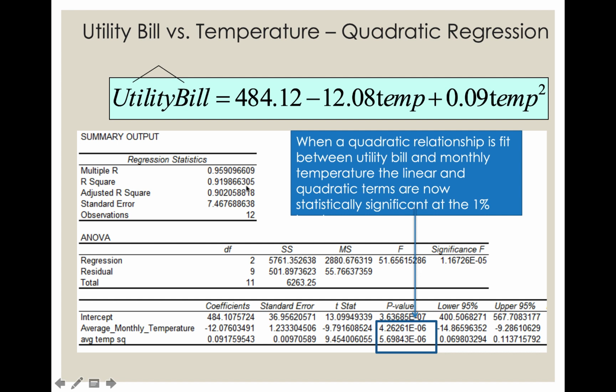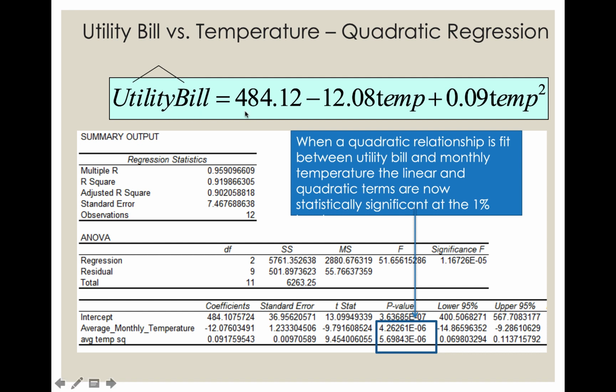So we've explained a lot of the variation in utility bill using outside temperature. We can see that the F statistic, the significance of F, this p-value is very small. And if you look at the p-values for average monthly temperature and average temperature squared, they're both statistically significant because they're both well below even 0.01. Okay, now we need to talk about how to analyze this model.